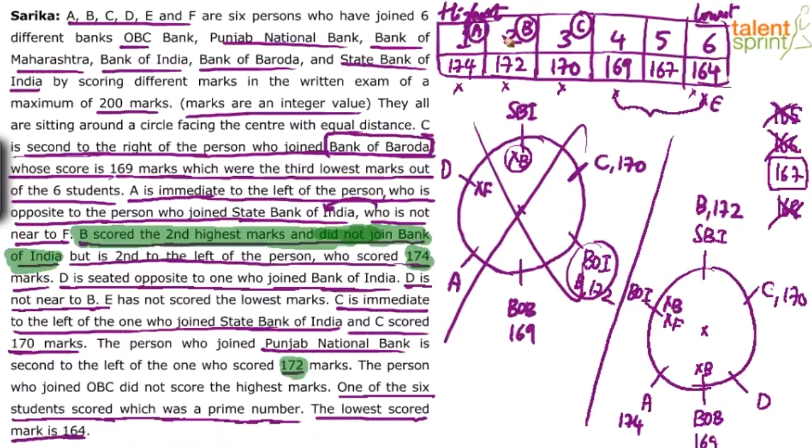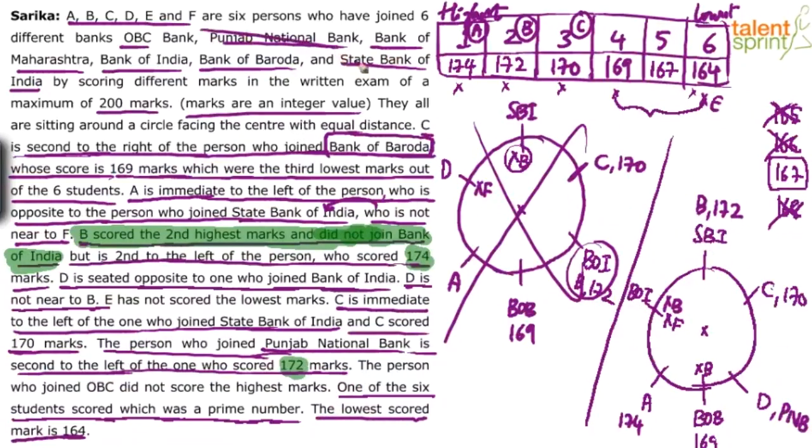Done. Now anything else given there? Did we read all the statements? The person who joined Punjab National Bank is second to the left of the one who scored 172. So PNB is second to the left of 172. Where is 172? 172 is here. Left of 172 is clockwise. Second to the left, first and second, this will be PNB, Punjab National Bank.